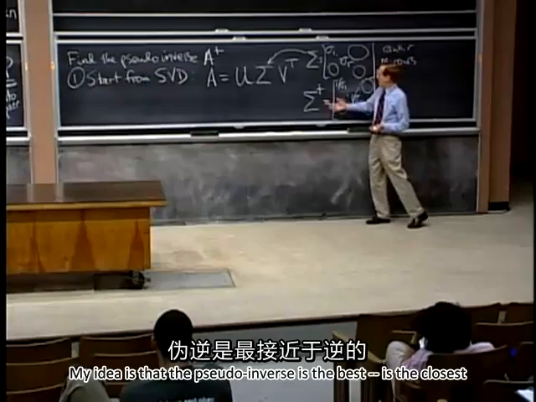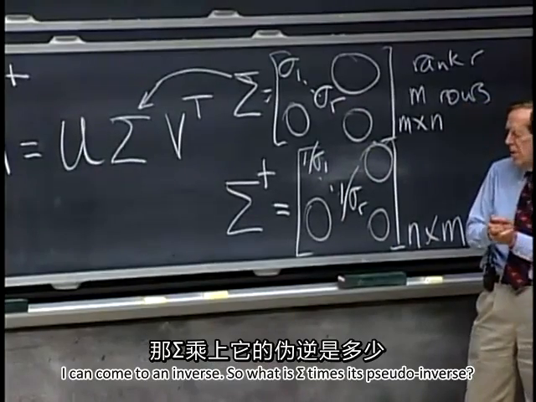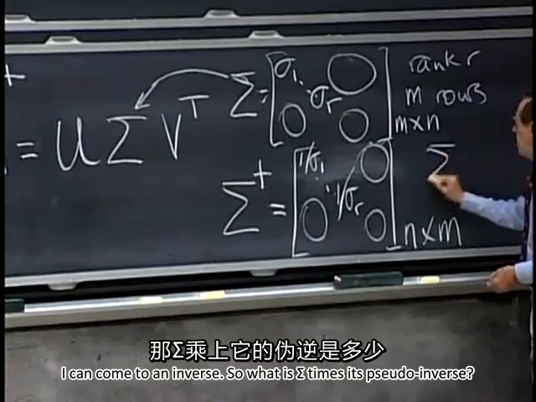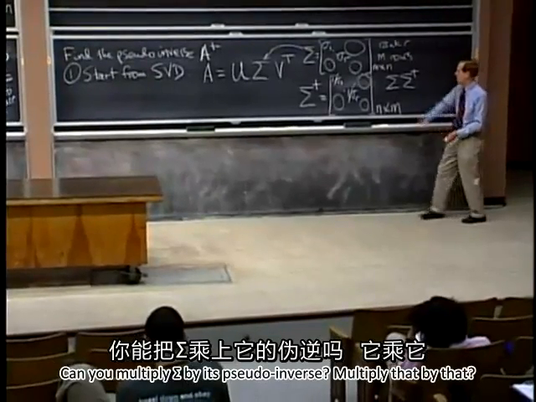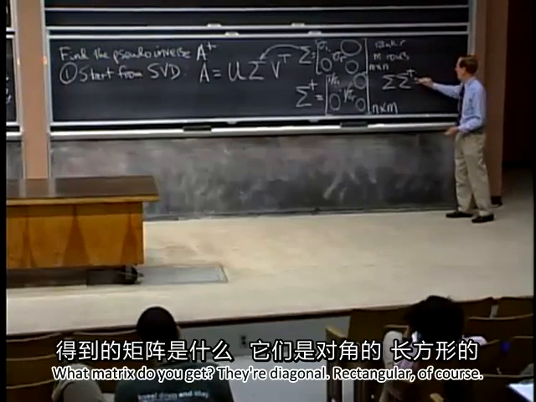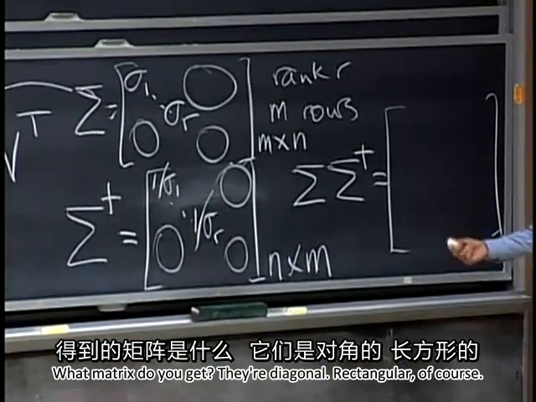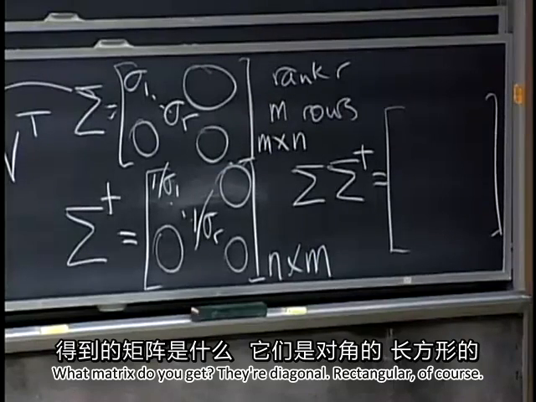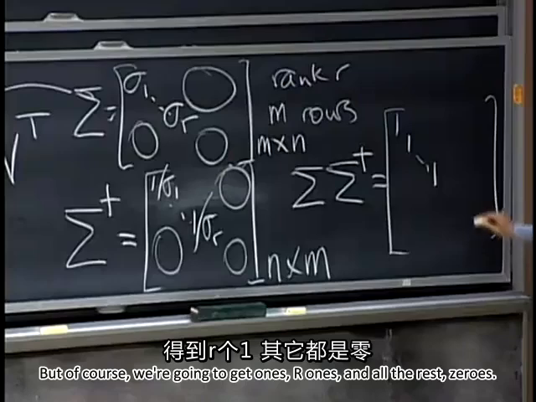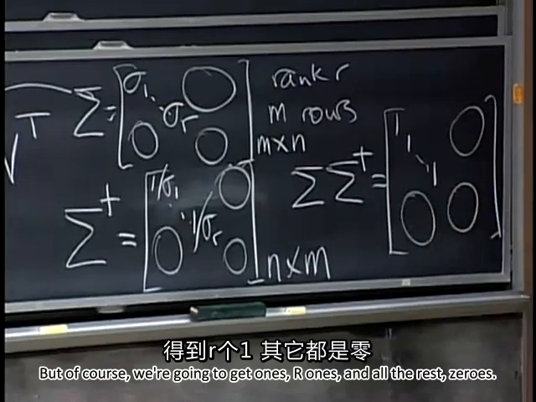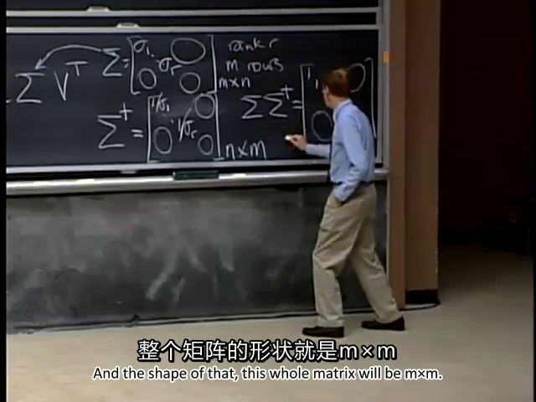My idea is that the pseudo-inverse is the closest I can come to an inverse. So what is sigma times its pseudo-inverse? Can you multiply sigma by its pseudo-inverse? What matrix do you get? They're diagonal, rectangular, of course. But we're going to get r 1s and all the rest zeros. This was m by n, so this whole matrix will be m by m.